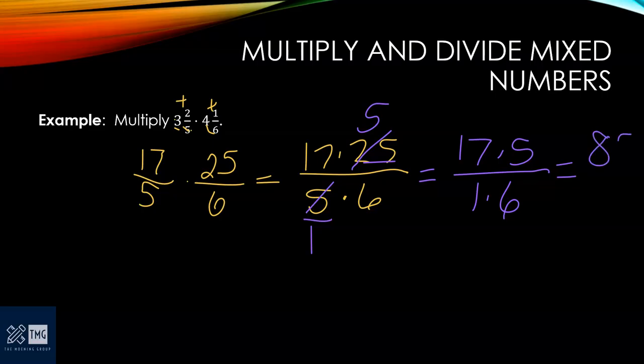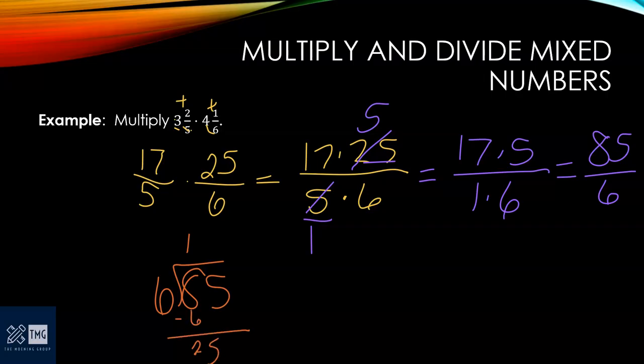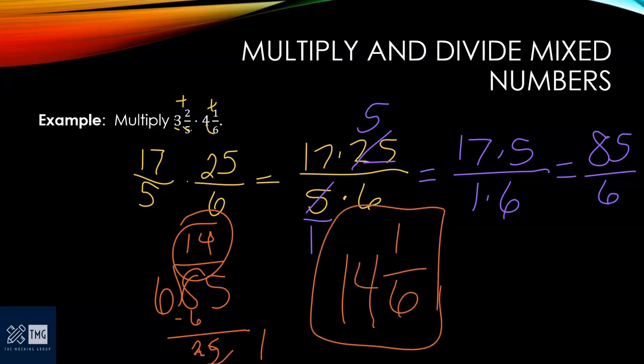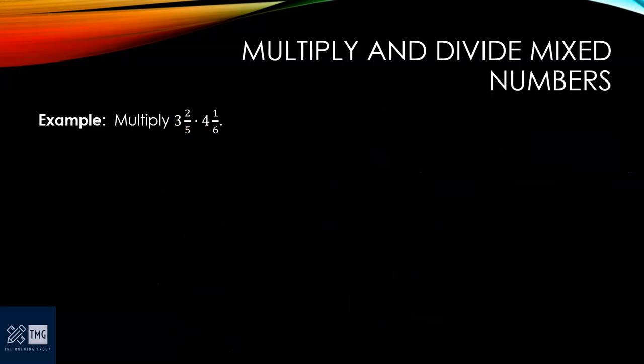So that gives me 85/6. And now I need to turn that into a mixed number. Well, if you have a calculator, that might make it a little bit easier, but we're pretending we have no calculator. And so I'm going to take 85 divided by 6. Well, 6 goes into 8 one time. And I have 25. 6 goes into 25 4 times. That's 24. I have 1 left over. So 14 is my whole number. I have 1 left over and a denominator of 6. So my mixed number at the end there is 14 1/6.